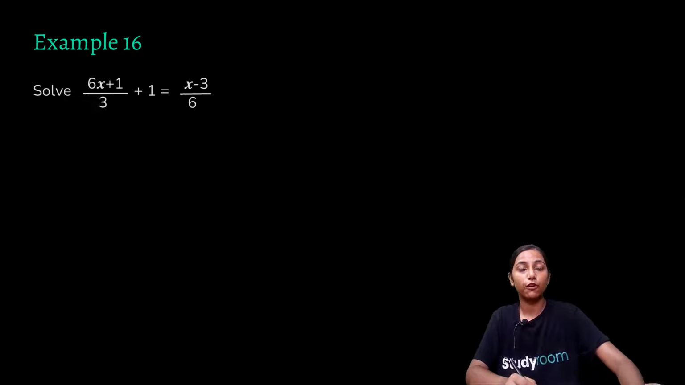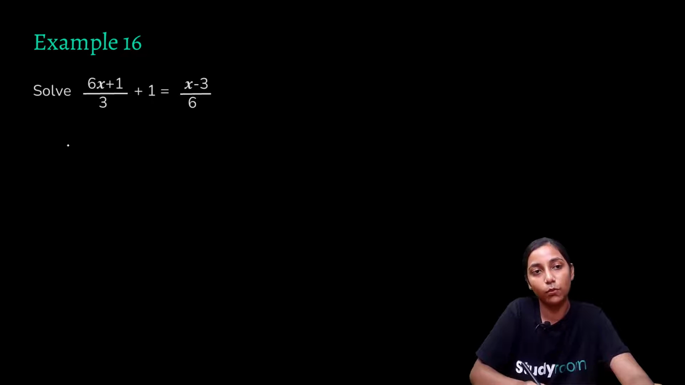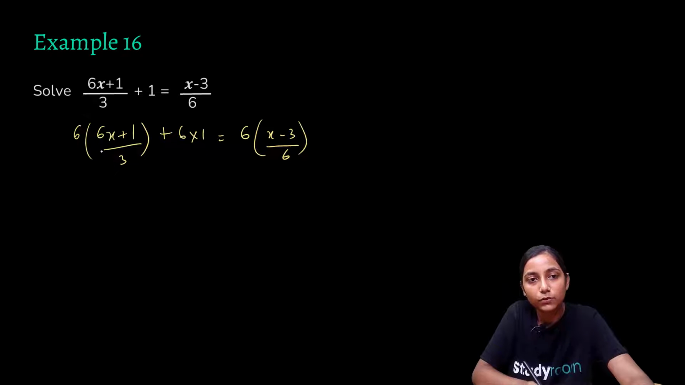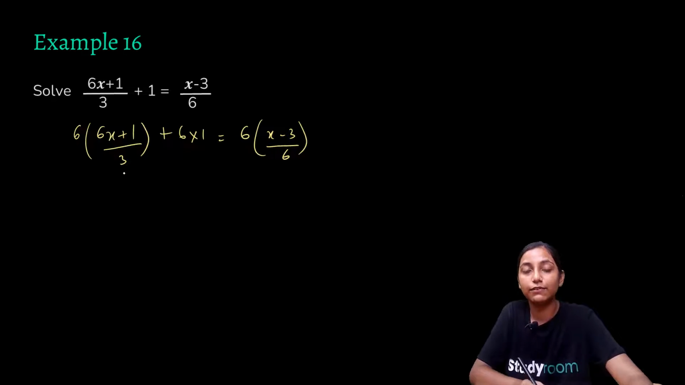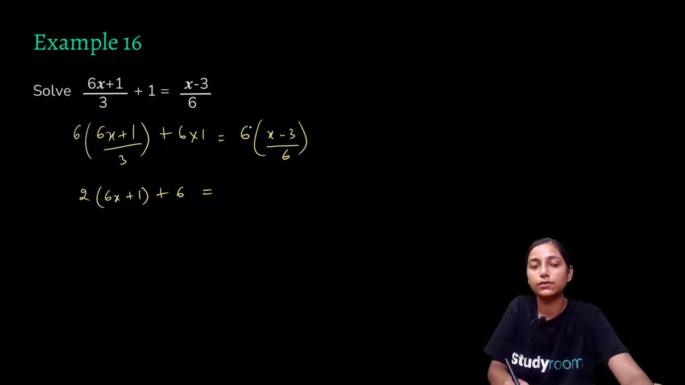We will first of all simplify this complex equation. How can we do it? You can check that if we multiply 6 on both sides, it will become 6 into (6x plus 1 by 3) plus 6 into 1, equals 6 into (x minus 3 by 6). This 6 will be divided by 3 and it will become 2. So 2 into (6x plus 1) plus 6 into 1 is 6, and this 6 will get cancelled by this 6. This becomes x minus 3.